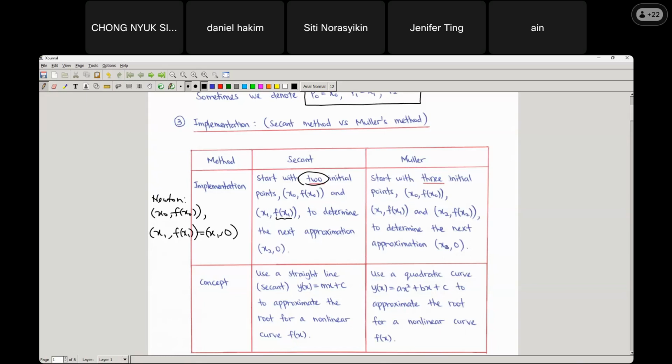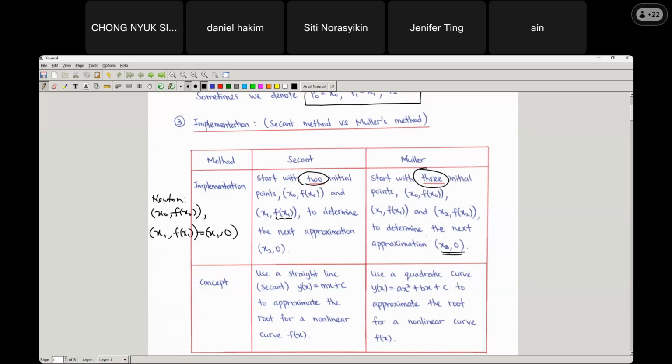Now for Muller's method, you need three initial points. One is x0, f(x0), second is x1, f(x1), and the third is x2, f(x2), in order to find the next approximation, that is x3. This is the so-called expected root. If the stopping criteria is satisfied, then you stop. If the stopping criteria is not satisfied, then you proceed. So this is the concept.